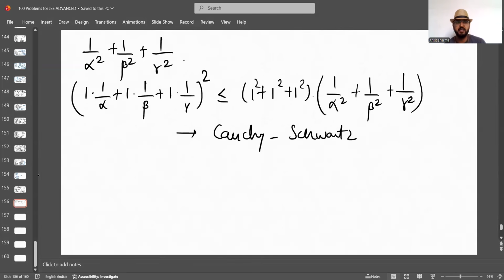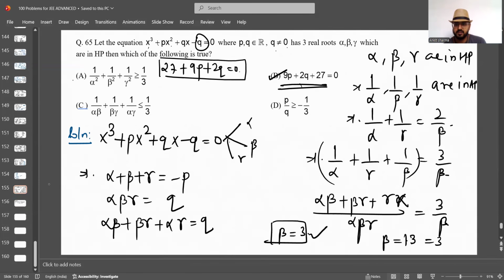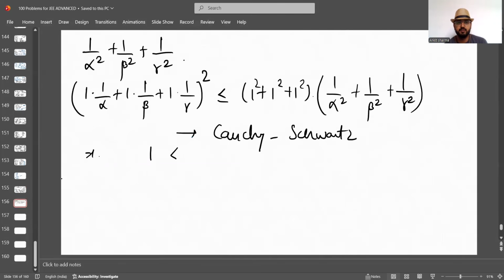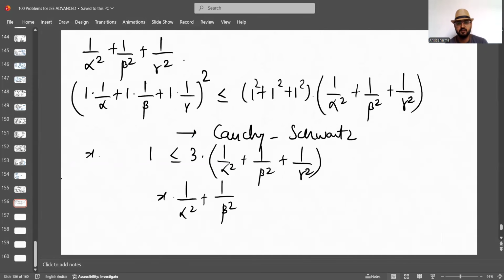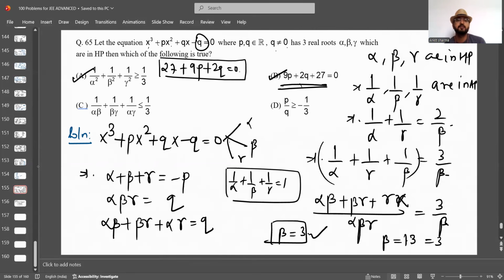Now I can clearly see this is 1 over alpha, 1 over beta, 1 over gamma. I know them. 1 over alpha plus 1 over beta plus 1 over gamma is simply 1. So I can just plug in here. This gives me 1 on one side and 3 times 1 over alpha square plus 1 over beta square plus 1 over gamma square on the other. So this completes my problem. This thing is greater than or equal to 1 over 3. So this makes my option A correct.